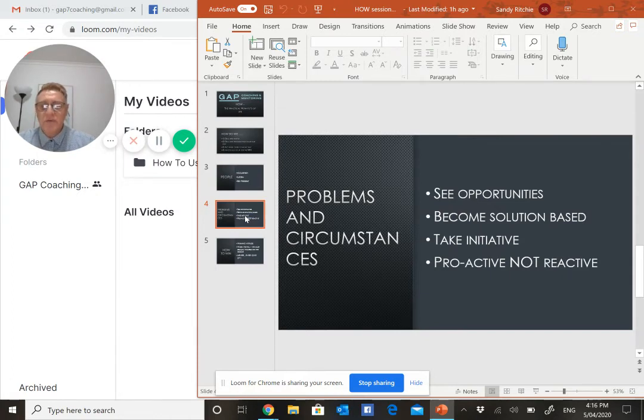But take initiative is a massive one, where you just step forward, and people are looking for people to take initiative. And lastly, be proactive, not reactive. In other words, when you see a circumstance, get on the front foot and don't be reactive about the things that are there. Don't be reactive, but be proactive.